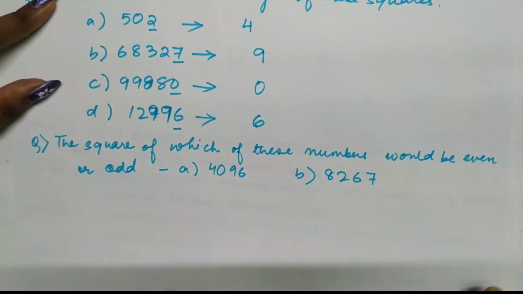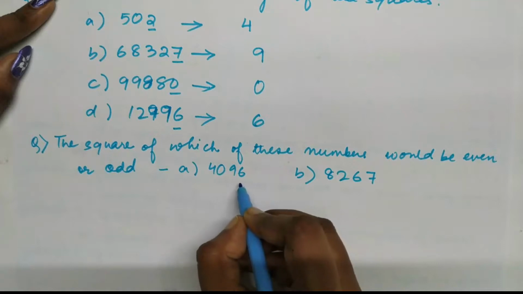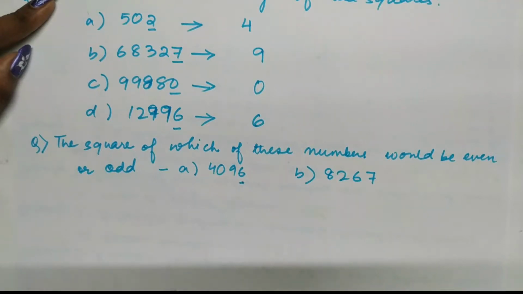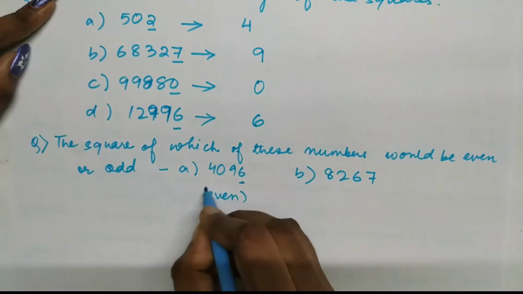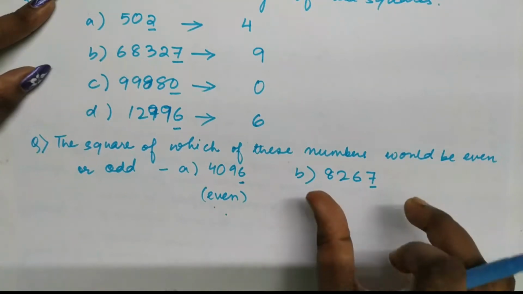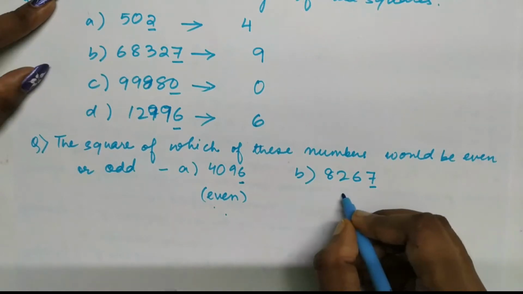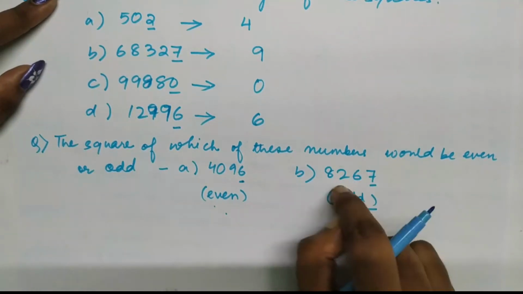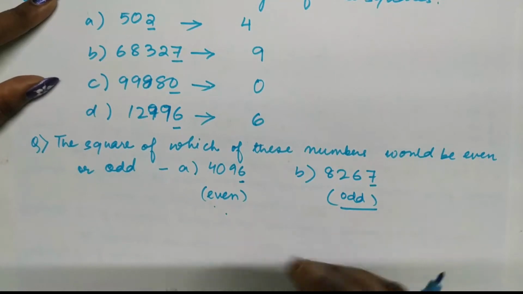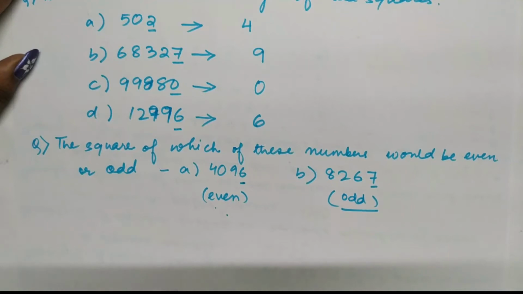The next question asks which of these numbers' squares would be even and odd. How do we find out? You know that if the last digit is an even number, the square is going to be even. So the result for this number is going to be even. And if you see the last digit of this number, you know it is 7, so it is definitely going to produce an odd answer. So the square of this will be odd. By using the property, you see how we are able to solve the questions. We don't have to actually work it out.